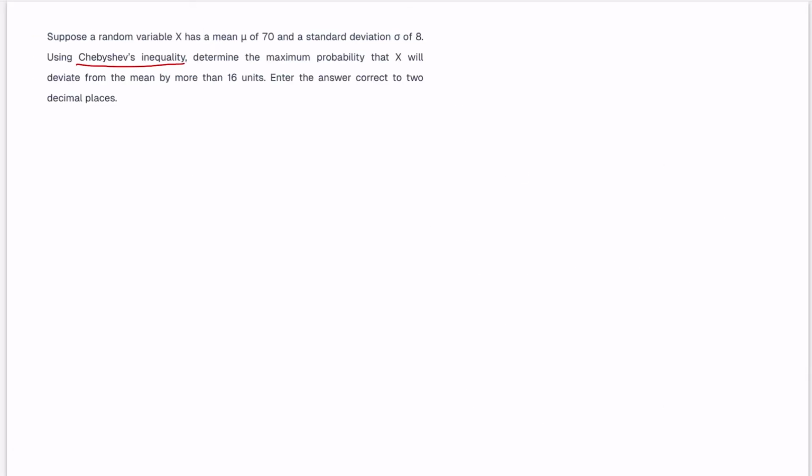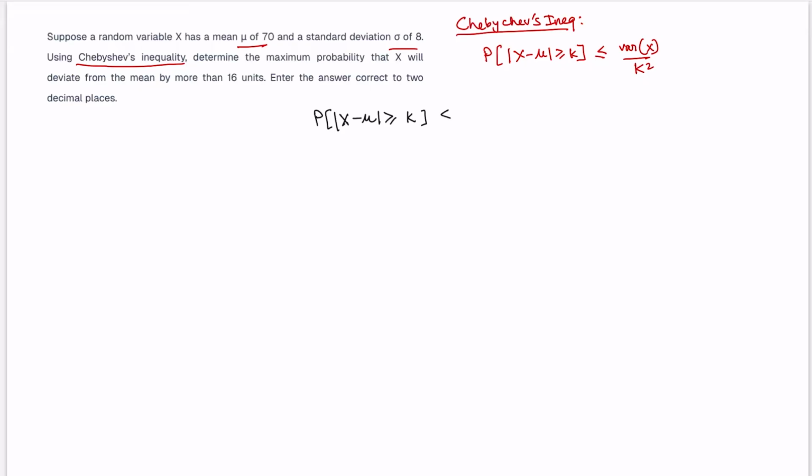So first let's recall Chebyshev's inequality, which says that the probability of |X minus mu| bigger than or equal to k is less than or equal to sigma square, or the variance of X, divided by k square. So this is what Chebyshev's inequality says. Now we have to apply this inequality to the particular question. Observe that we are given mu equal to 70 and sigma equal to 8. Instead of k, what do we need? k is given to be 16 units. It's given there: determine the maximum probability that X will deviate from the mean by more than 16 units. So that means k is equal to 16.